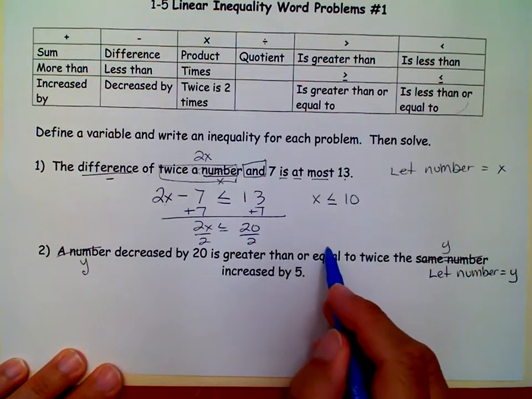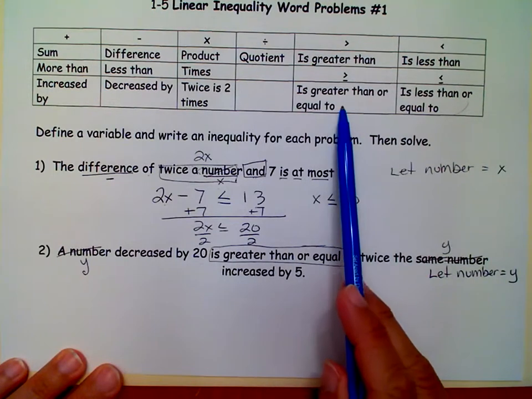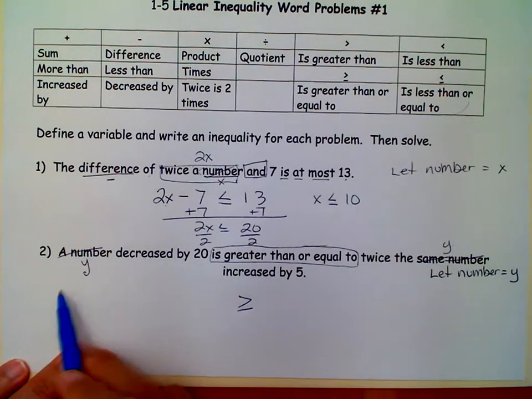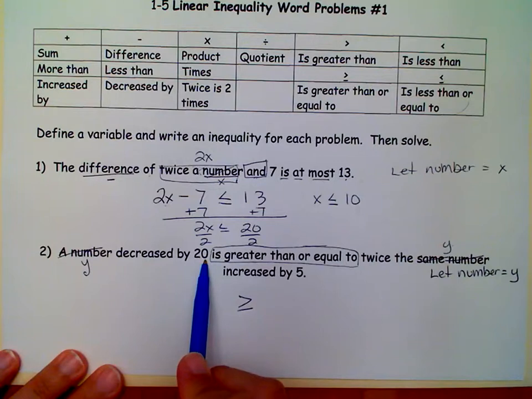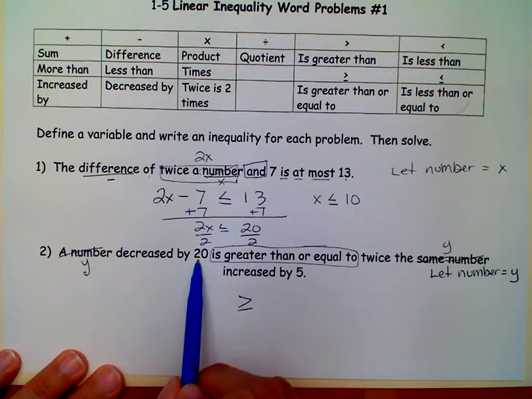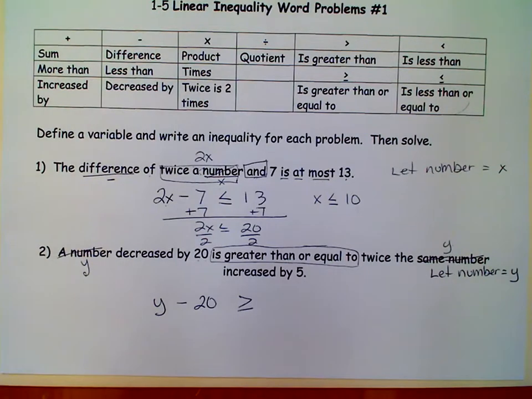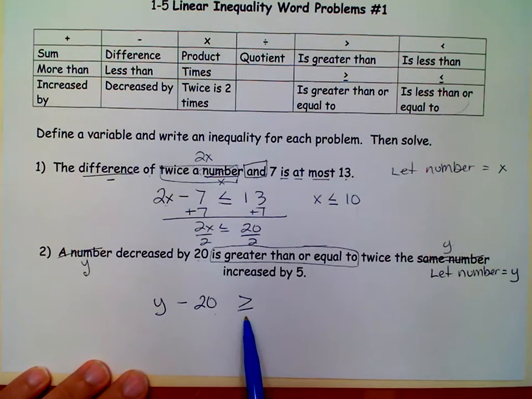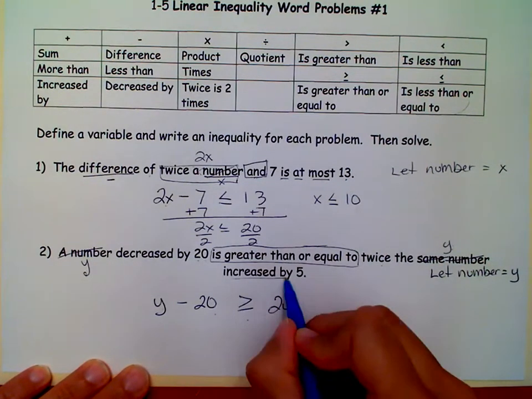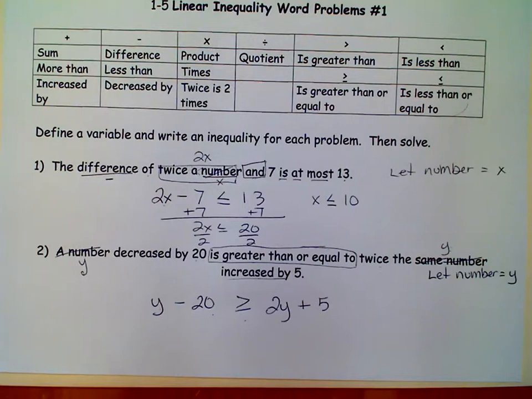So this is where is greater than or equal to, that's where our inequality goes. And if we look up here, is greater than or equal to means greater than or equal to. That's a pretty easy one. So I'm going to put that in the middle. Then I'm going to work on this side. Y decreased by 20. That's difference or subtraction. Notice it's y and then I decrease by 20. So the y has to come first and then the minus 20. So y decreased by 20 is greater than or equal to twice y, which is 2y. Increased by means added. So I'm going to increase it by 5. So there is my inequality.